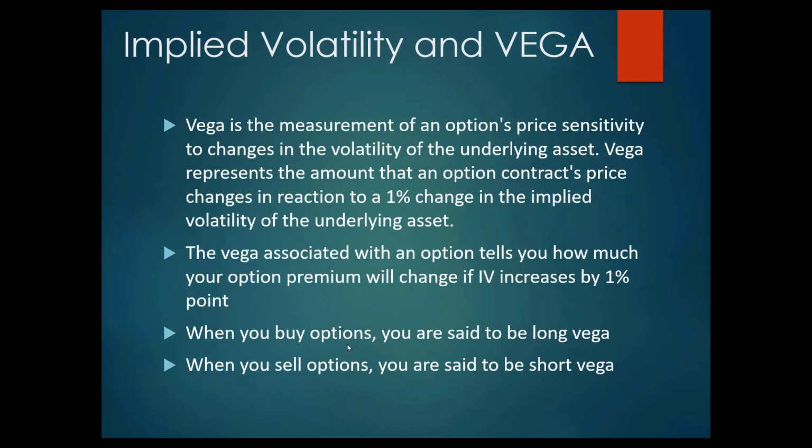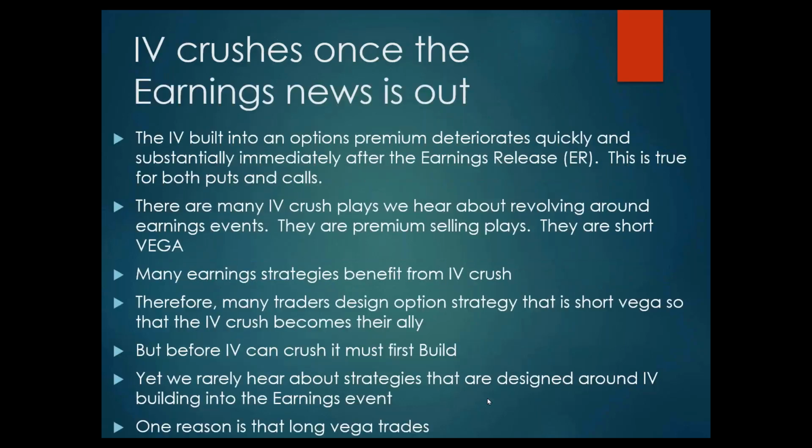If you buy options, you are long vega. In other words, you have positive vega in your position, and you want implied volatility to go up because that's going to help the value of your premium of the option you own. If you sell options, you are said to be short vega. You would like to have implied volatility go down, thereby decreasing the value of the option that you're short so that you could buy that option back cheaper than you sold it. Make sense? Any questions are welcome in the chat box there.